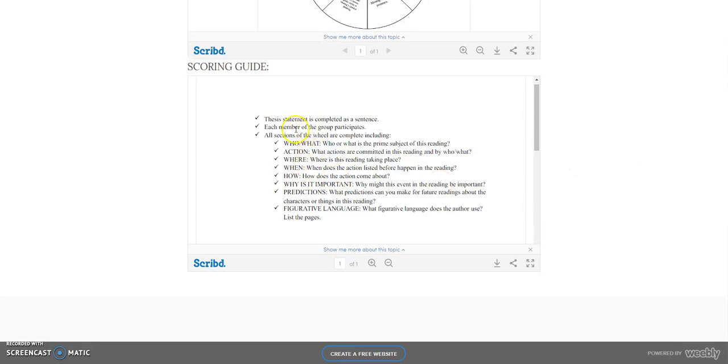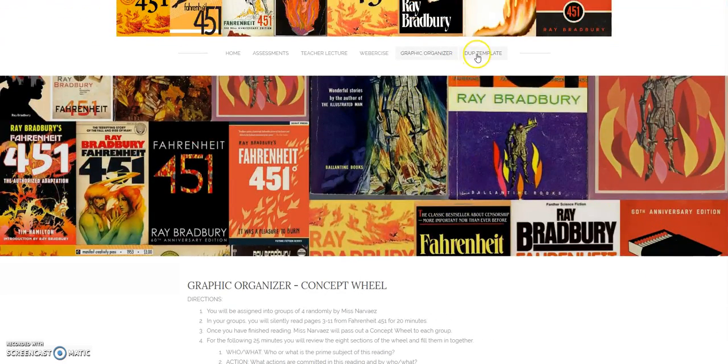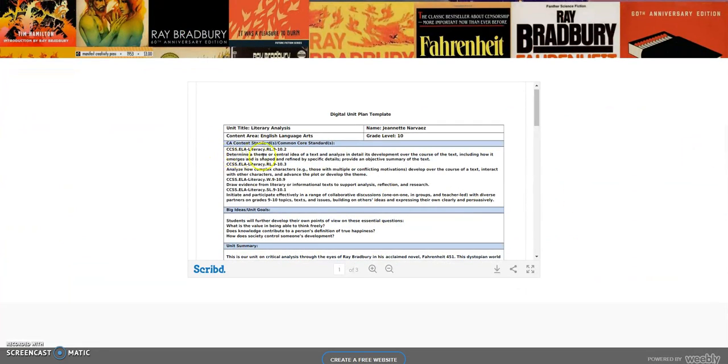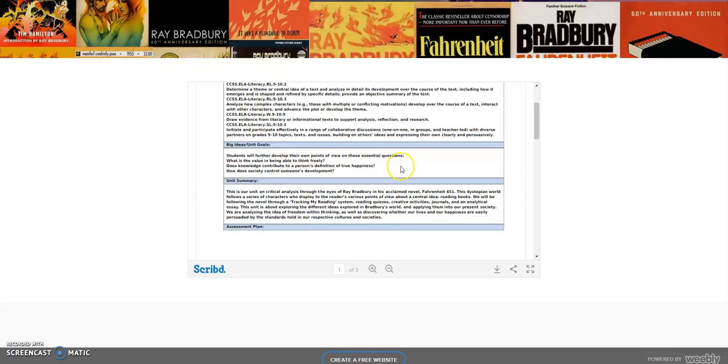I couldn't figure out how to get the little squares onto here, so I just used check marks. Thesis statement is completed as a sentence, and everything else is pretty self-explanatory. Then on to my digital unit plan template. Here's my template. I have my standards. It's 10th grade. It's a literary analysis unit. I am Jeanette Narvaez.